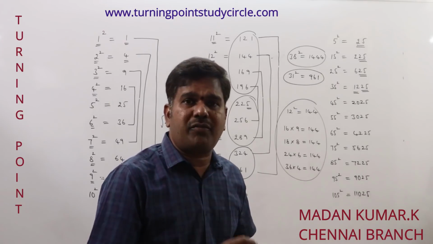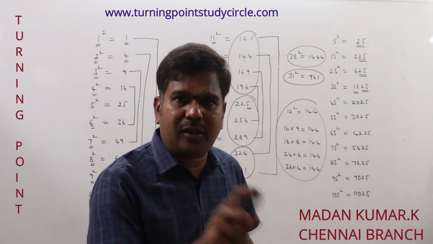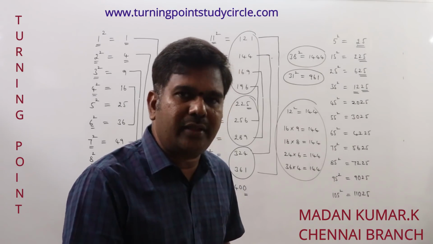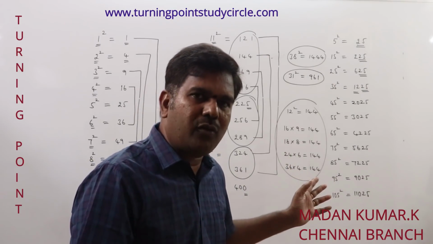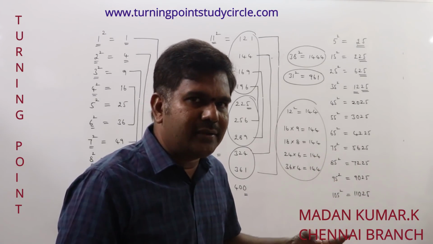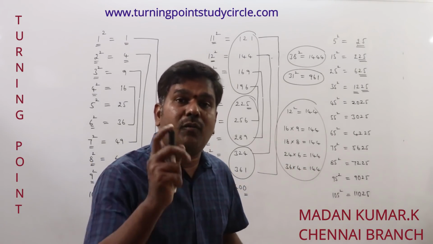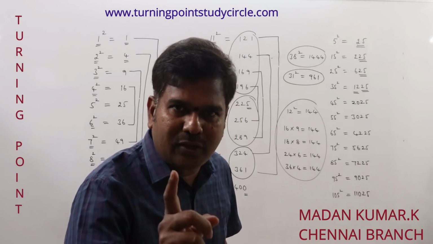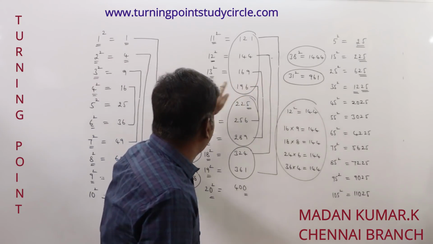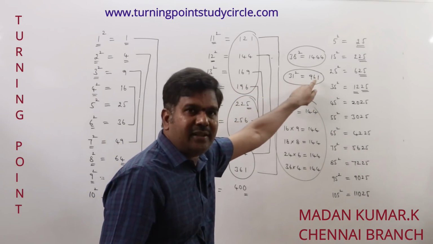Additionally, apart from 20 squares, 13 square is 169, and exactly the reverse, 31 square is 961. 12 square is 144. What are the other 144s we have? From tables, 16 9s are 144, 18 8s are 144, 24 into 6 is 144, 36 into 4 is 144. What is 1444? 38 square. So 13 square is 169, 14 square is 196, and 31 square is 961, with the same digits.